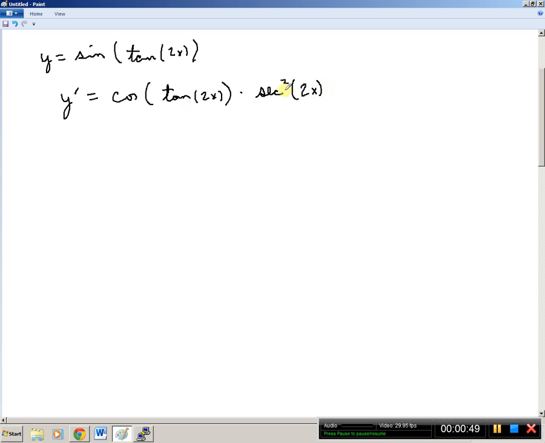And then the chain rule comes along and says, wait a minute, that's not x, so you got to multiply by the derivative of what's inside there, and that's going to give you just a 2. And so that's it, and I wouldn't rewrite that.